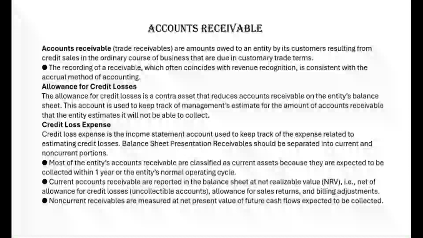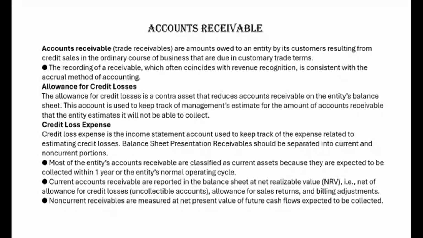Allowance for credit losses. The allowance for credit losses is the contra asset that reduces accounts receivable on the entity's balance sheet. This account is used to keep track of management's estimate for the amount of accounts receivable that the entity estimates it will not be able to collect. Credit loss expense. Credit loss expense is the income statement account used to keep track of the expense related to estimating credit losses.